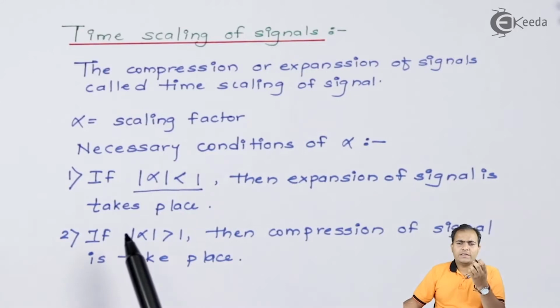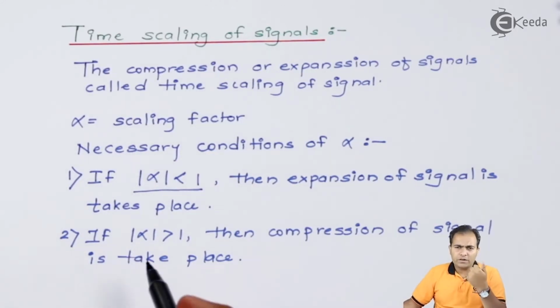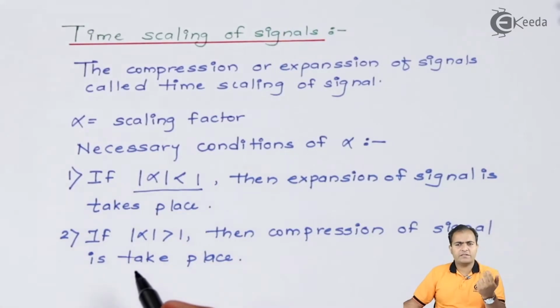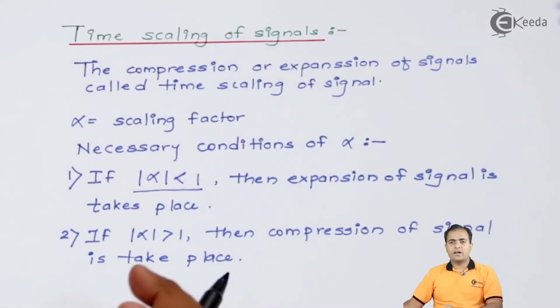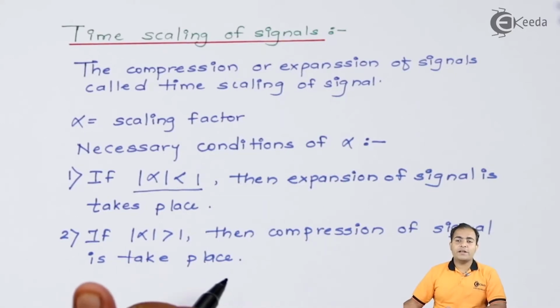Now we'll study how this alpha is used to compress or expand the signals. Basically, this compression and expansion can be done on continuous time signals as well as discrete time signals. So we'll apply this alpha value to continuous time signals as well as discrete. First of all, we'll study the continuous time signals, and then the discrete time signals. So let's see how expansion and compression take place on continuous time signals.